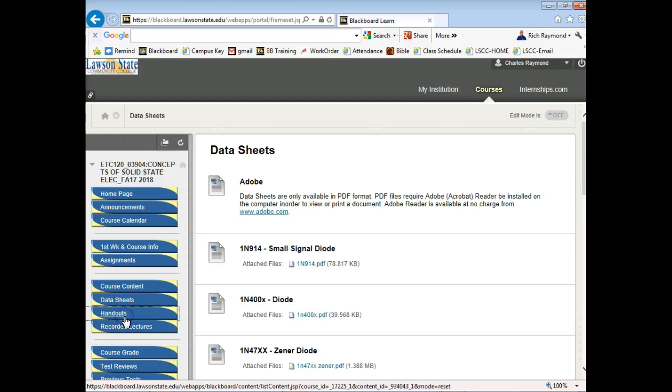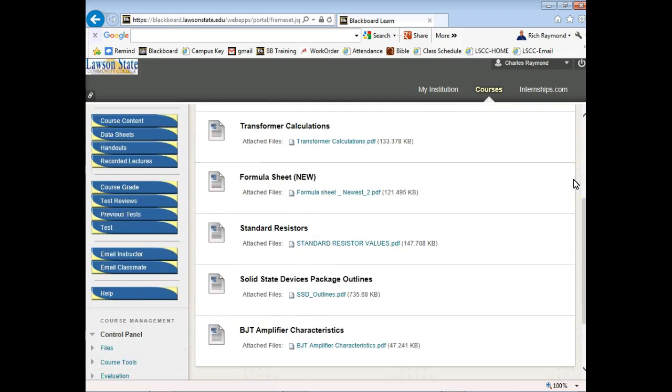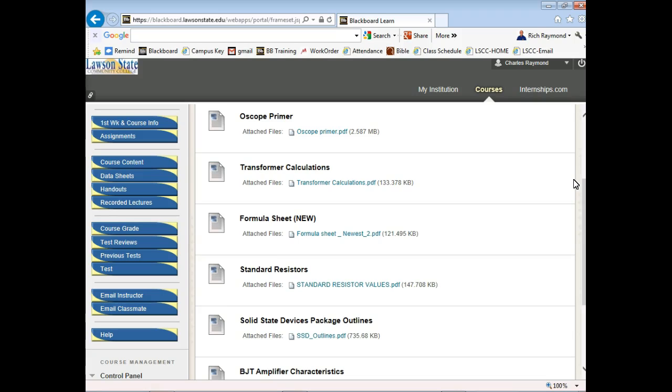Handouts. This is a pretty complicated course in itself, and since it's complicated, it's got a lot of formulas in it, it's got a lot of math.